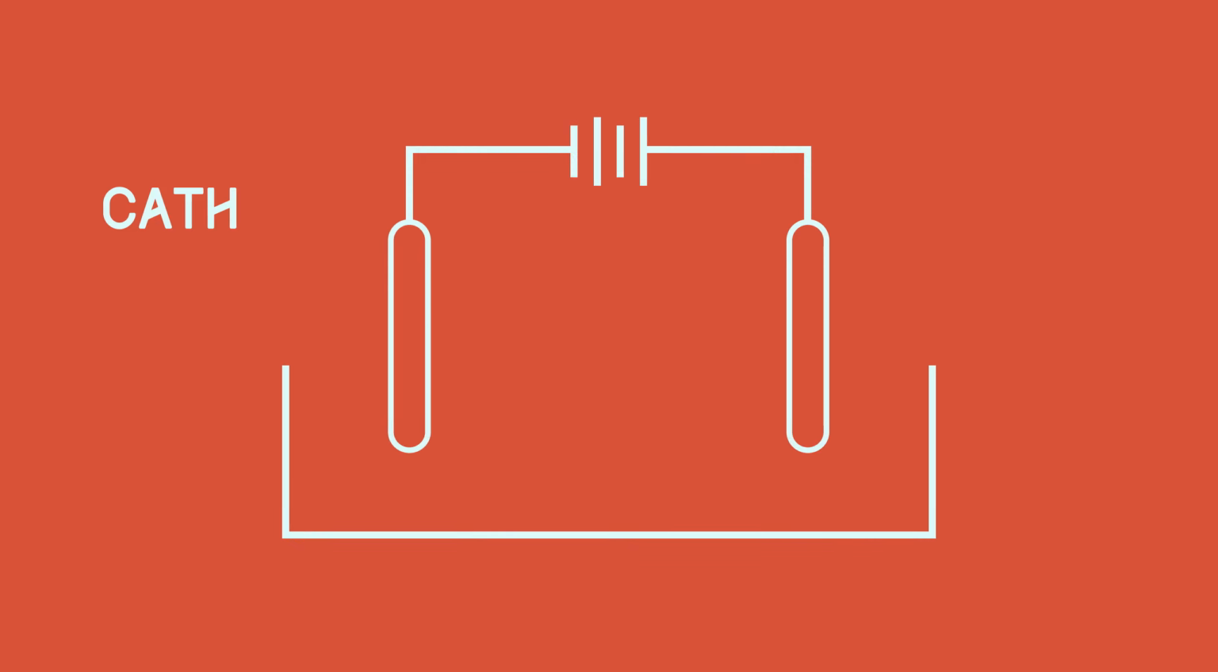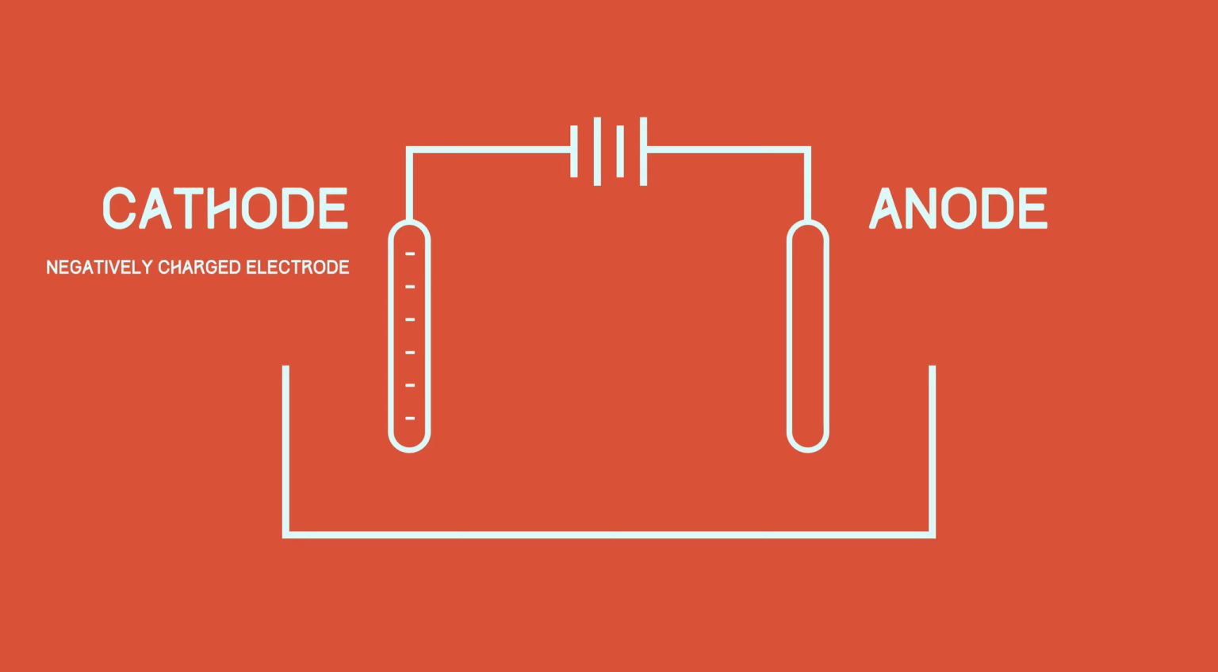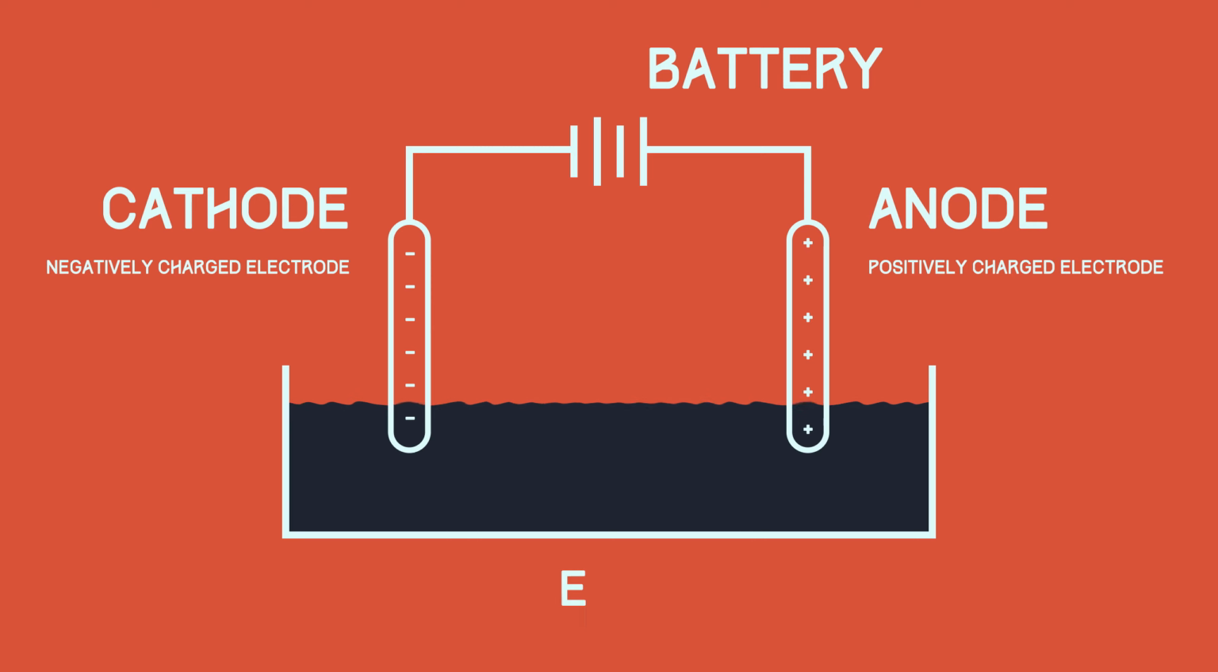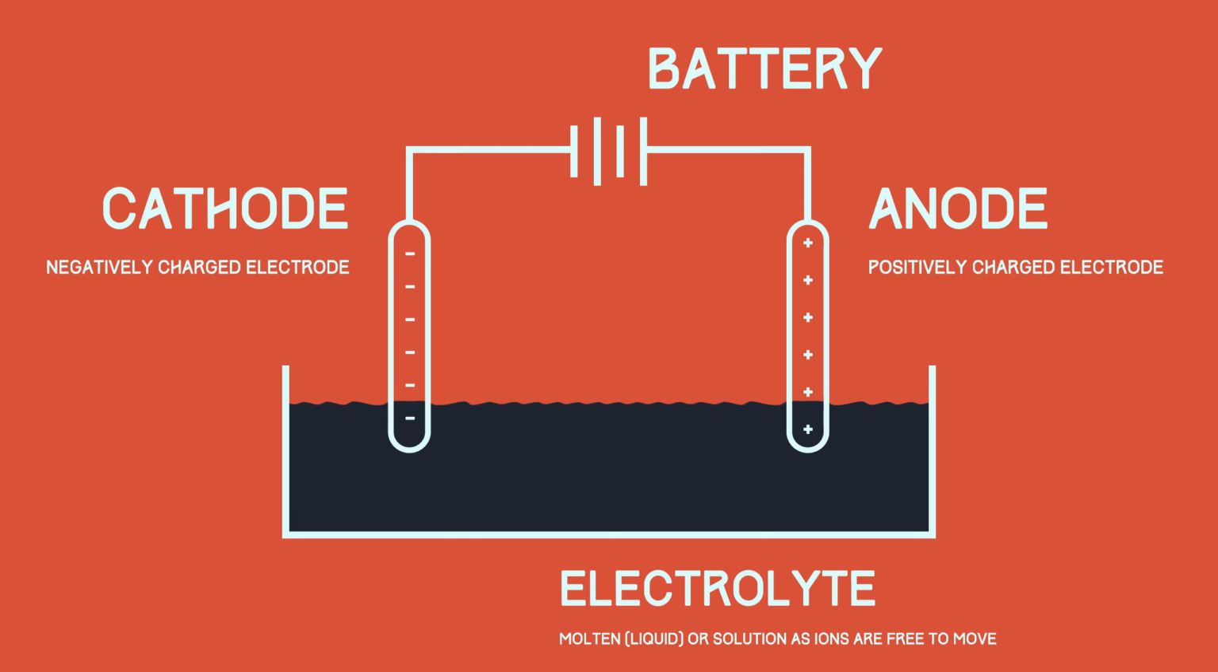In order to conduct electrolysis, we need two electrodes. A cathode, which is a negatively charged electrode used to attract the positive ions, and an anode, which is a positively charged electrode used to attract the negative ions. In order to power this, we need a battery or a power supply in order to provide it a current. The substance that we would be breaking down is often called the electrolyte.